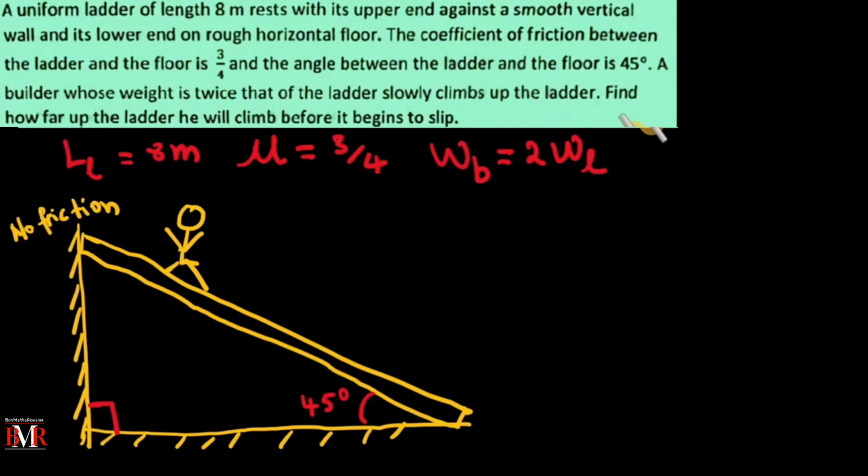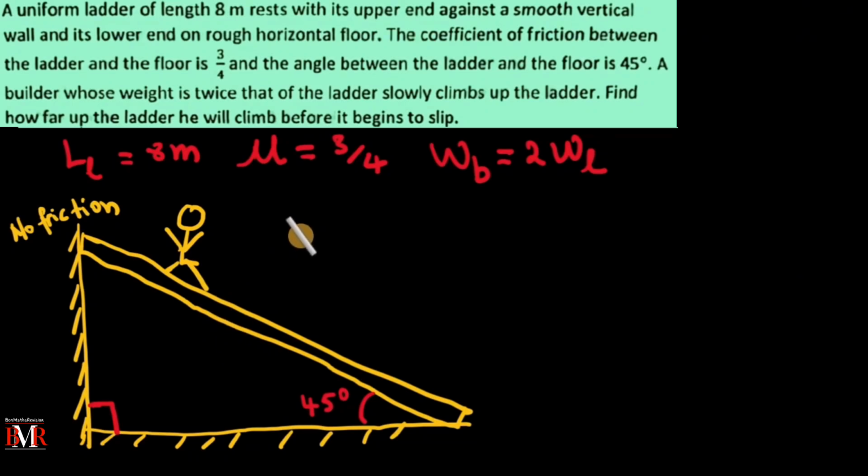Now we are supposed to find how far up the ladder he will climb before it begins to slip. That is, we want to find the distance that this builder is going to climb on this ladder just before the ladder starts to slide down, or slips out. Before the ladder starts to slip out, slide or fall, the system must be in equilibrium.